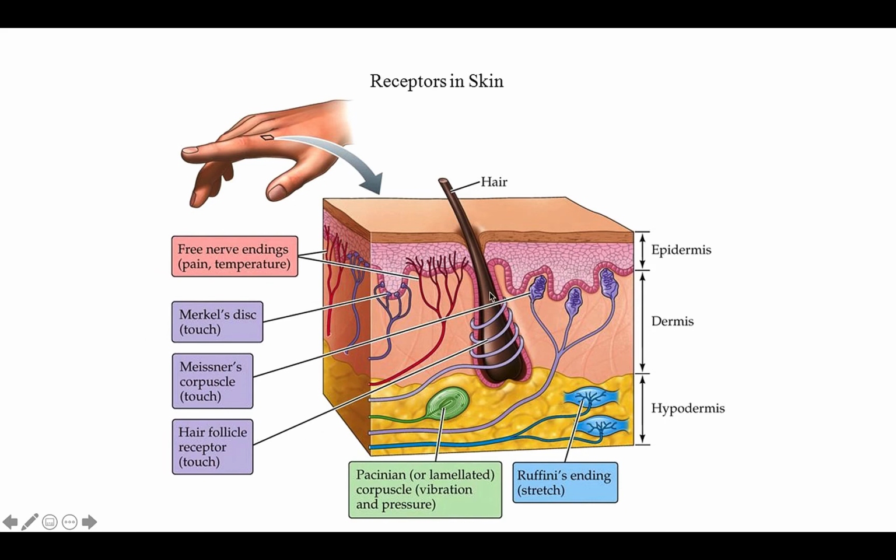Hair follicle receptor receives touch when the hair is moved. Pacinian corpuscle, which receives vibration and pressure. And then Ruffini's ending, which will be responding to stretch in the skin. So these are all spread throughout your skin, some more dense throughout different areas of the skin. Same thing with your organs. You'll still have free nerve endings as well as different touch receptors to see if they're being touched.